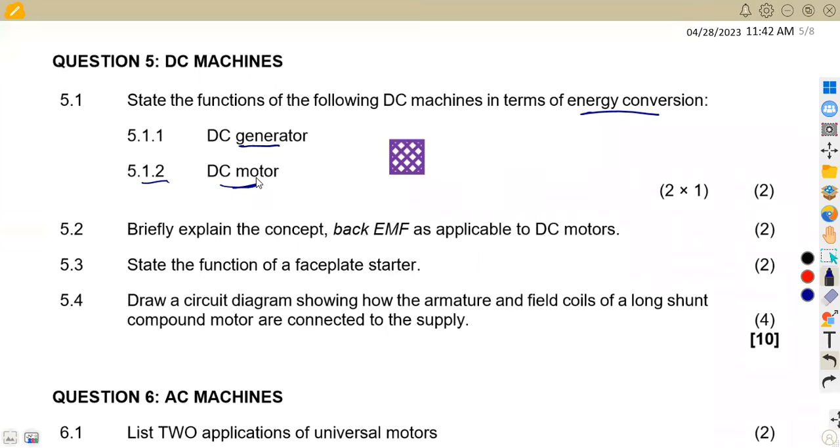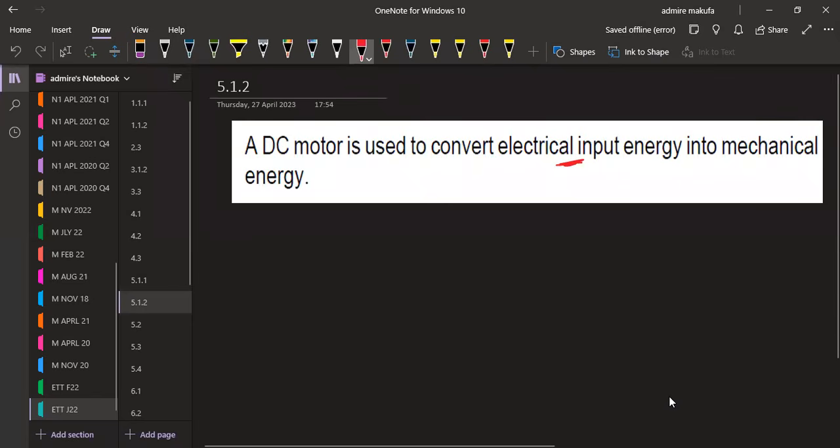We are now given for a DC motor, what is the conversion that is going to happen? That is, we are going to convert electrical input into mechanical energy. So that is what we have on a motor now. It's converting electrical to mechanical. So that was the question.